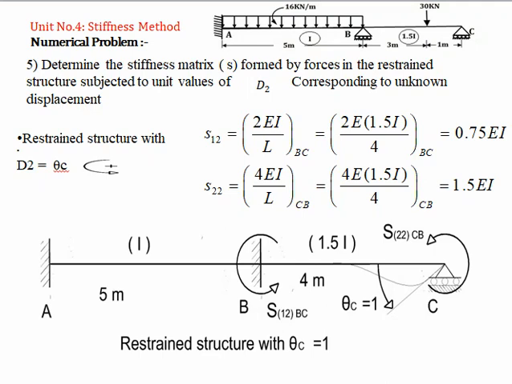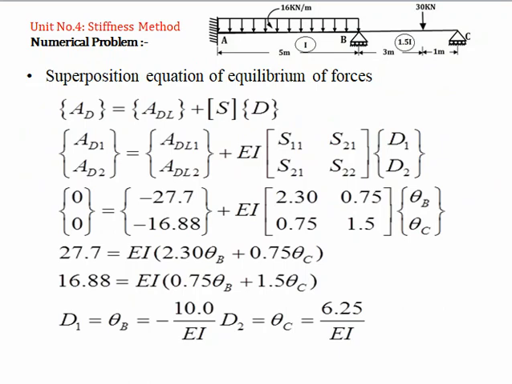Up to this point we covered in the first video. Now this is the second part of the previous problem. After the formation of the stiffness matrix, put all these values in the superposition equation of equilibrium of forces: AD is equal to ADL plus stiffness matrix into D. Now AD1 and AD2 are 0, ADL1 and ADL2 are minus 27.7 and minus 16.88. Take out this EI outside.